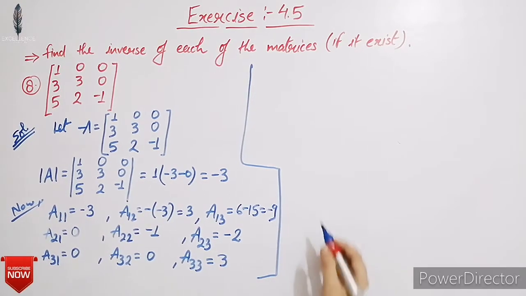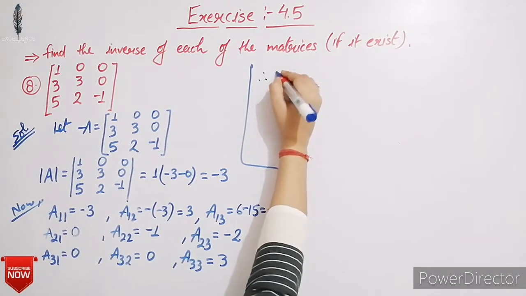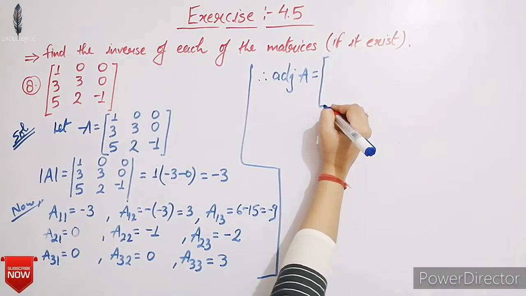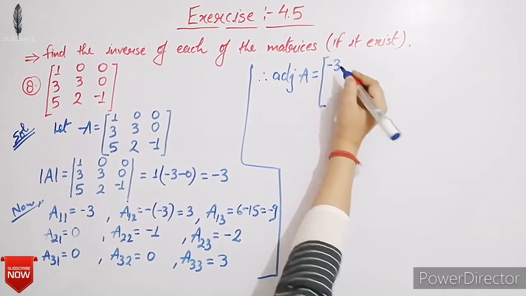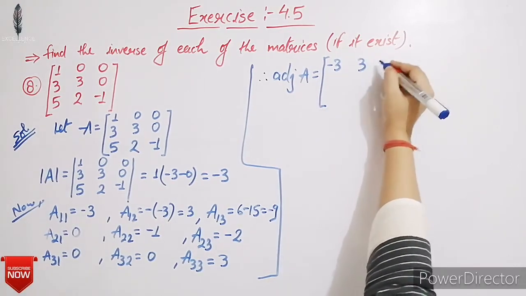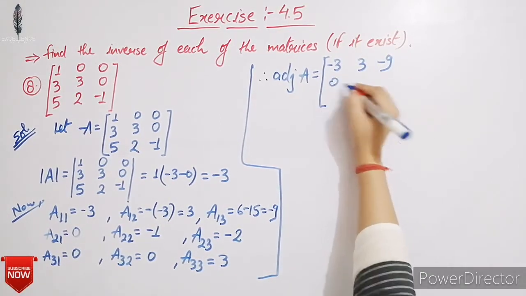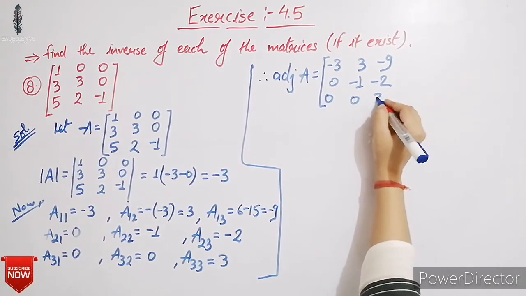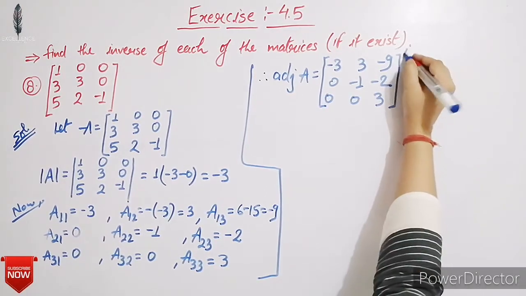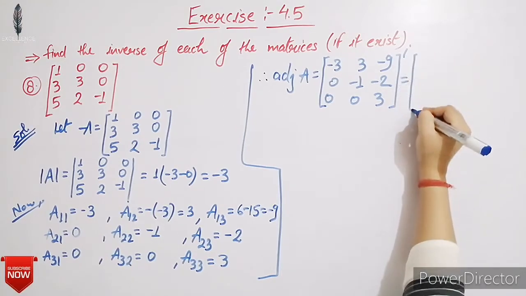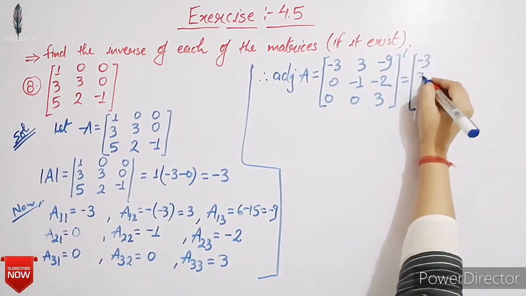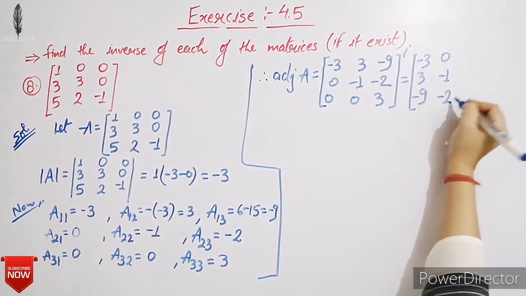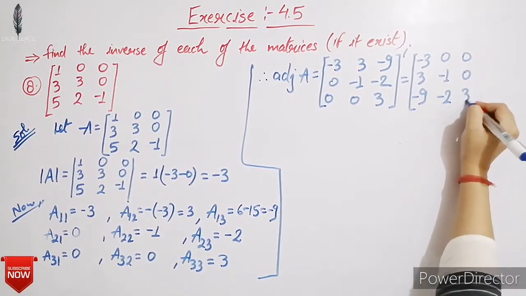And here its adjoint is equal to the transpose of its cofactor matrix, and its cofactor matrix is [−3, 3, −9; 0, −1, −2; 0, 0, 3], and its transpose. So adjoint of A is equal to [−3, 3, −9; 0, −1, −2; 0, 0, 3].